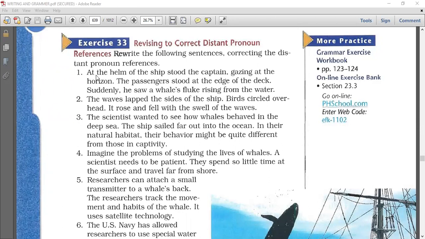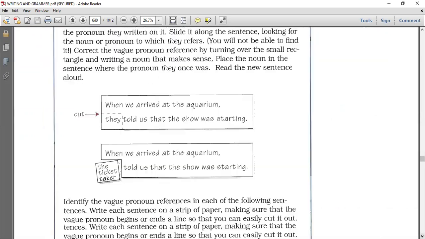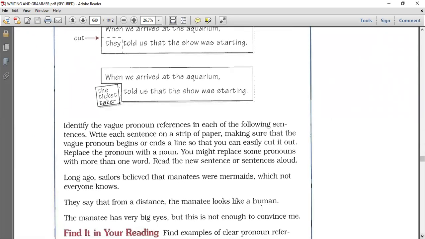We can correct it in another way. At the helm of the ship stood the captain, gazing at the horizon. Suddenly, he saw a whale's fluke rising from the water. The passengers stood at the edge of the deck. We can pull the third sentence and put it directly after the first sentence to make the pronoun "he" as close as possible to its antecedent. Okay?